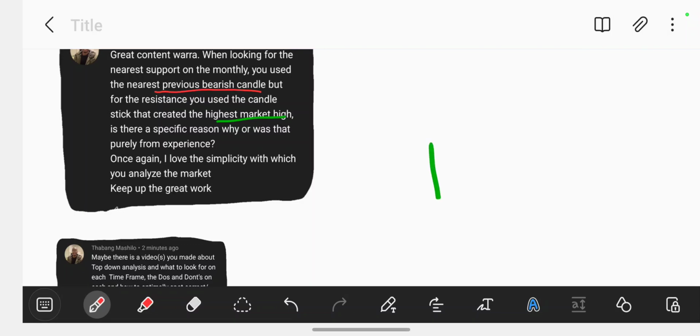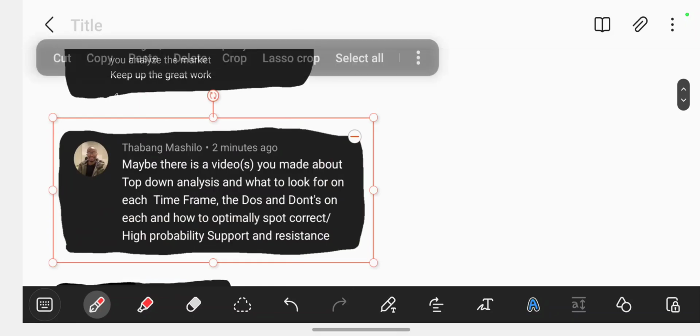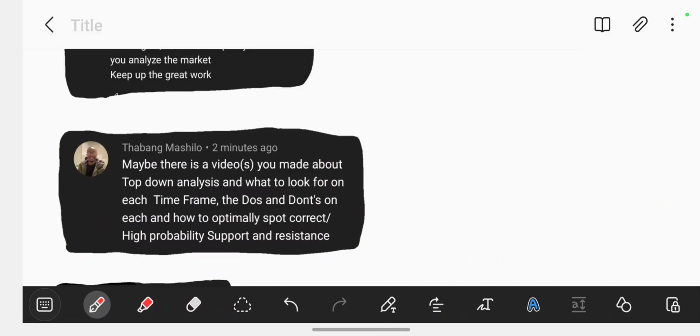No, it's not really from experience. In his follow-up statement, he said maybe there's a video or videos that I made about top-down analysis that look at each time frame as to what to do and what not to do, and how to spot correct and high probability support and resistance. So this is where you might be getting it wrong.